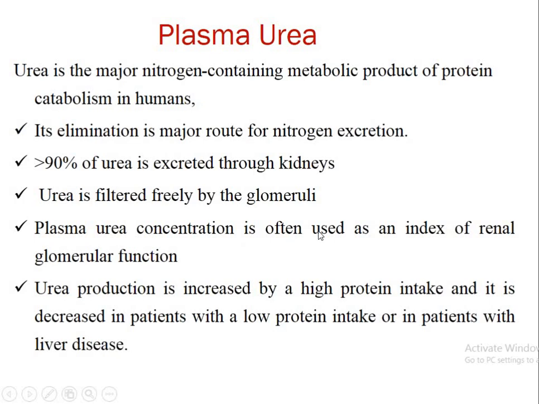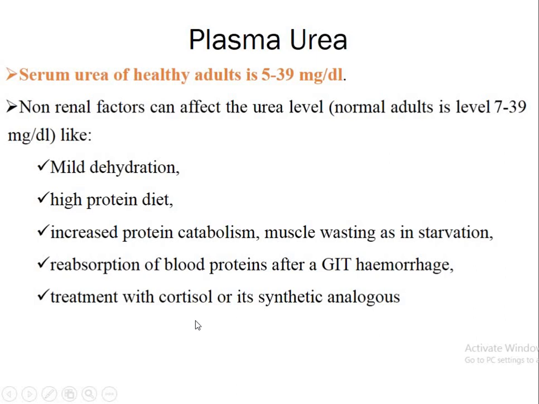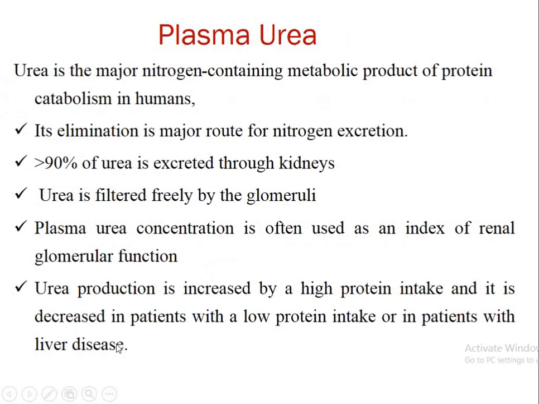Plasma urea concentration is often used as an index of renal glomerular function, although the plasma concentration will only rise once the glomerular function has decreased to very low values. Urea production can be increased by high protein intake, and it is decreased in patients with a low protein intake and in patients with liver disease. Because in patients with liver disease, there will be less formation of protein, so in that condition the urea levels will reduce.